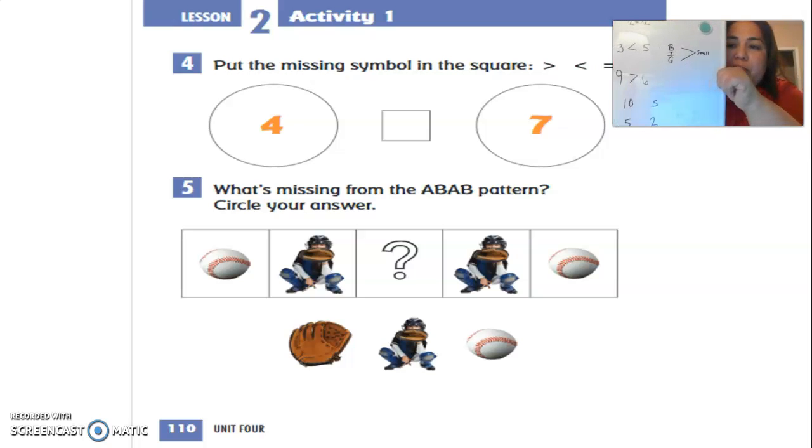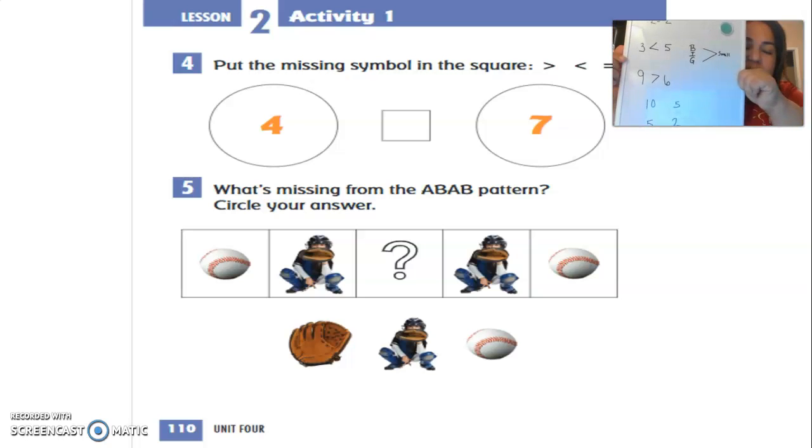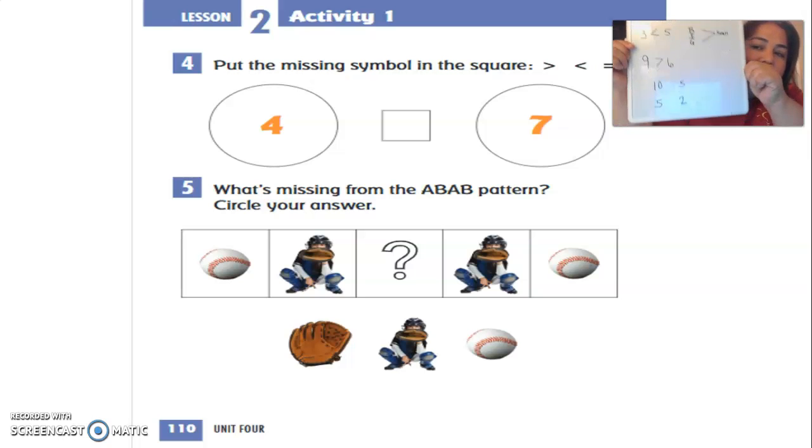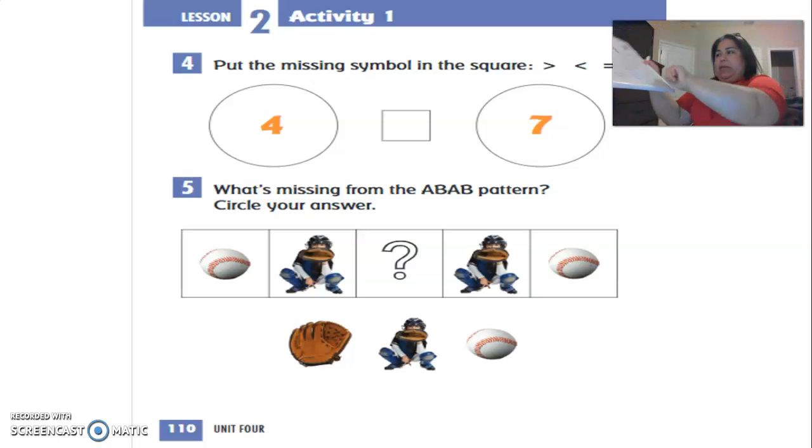The same thing here. You see the number 9? And number 6, which is greater, which is a bigger number? The 9. So the symbol goes with the opening, the big opening towards the big number. Okay, now let's try these. 10 and 5 and 5 and 2. Let me work on them and I'll show you in a bit.